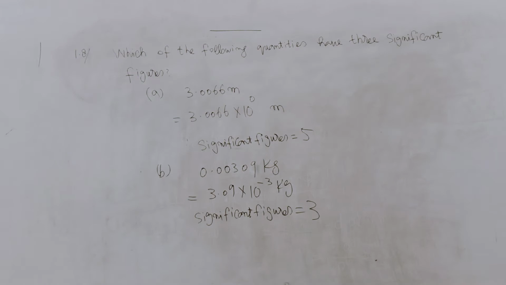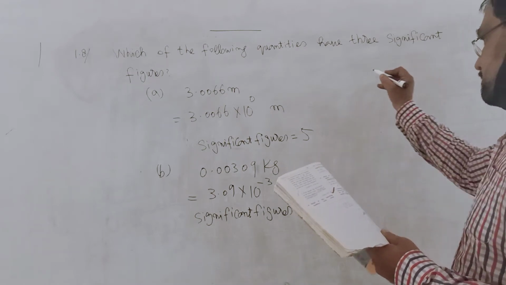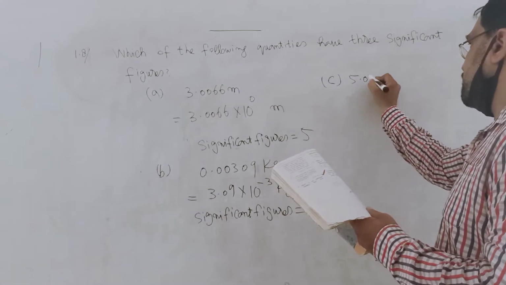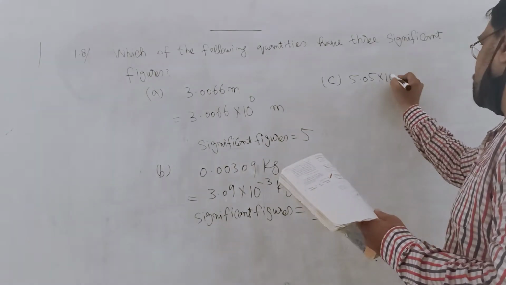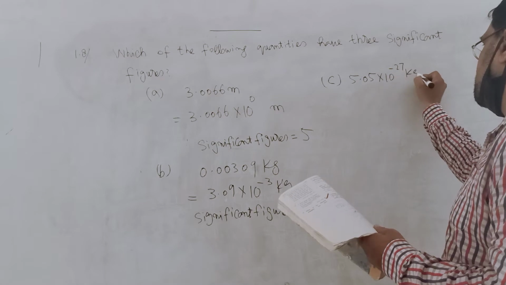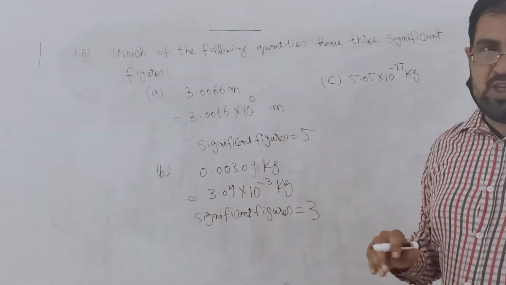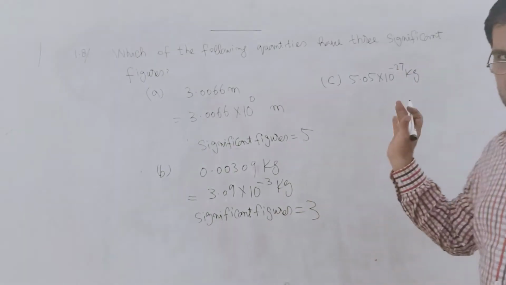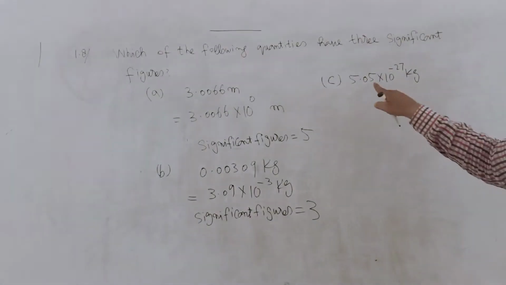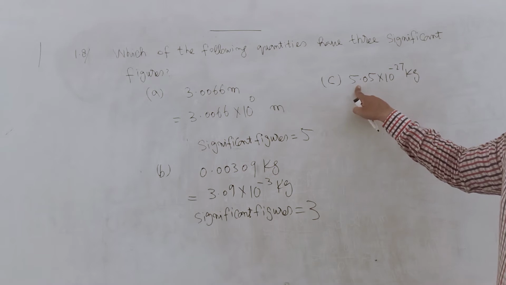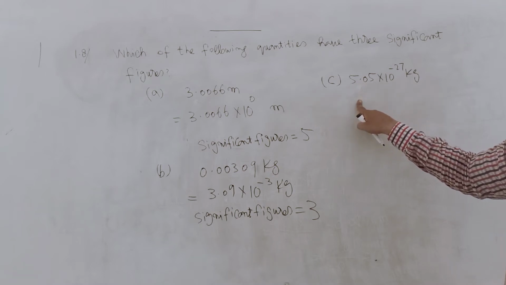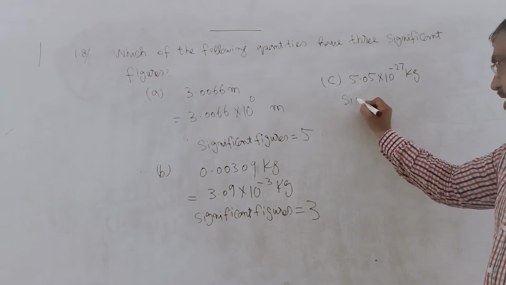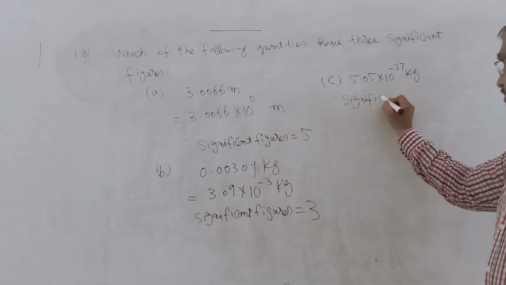C part. 5.05 into 10 raised to power minus 27 kg. Change this quantity also into scientific notation. It is already in scientific notation, with the point placed after the first digit. Count the number of digits: 1, 2, 3. Its significant figures is also 3.